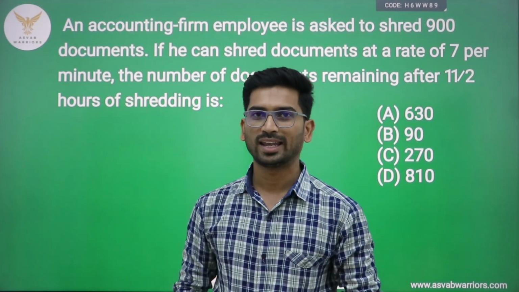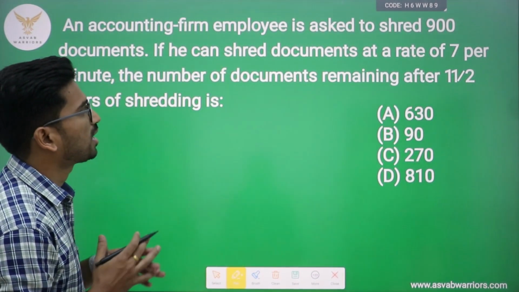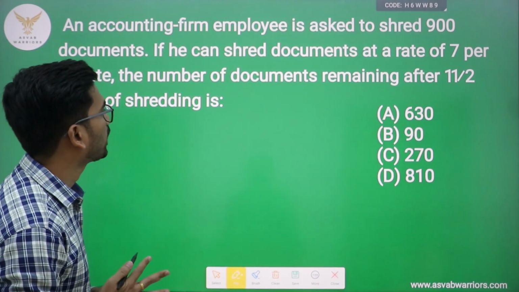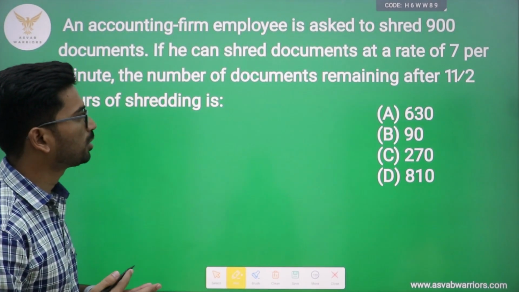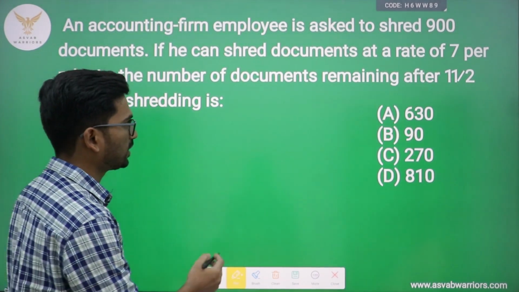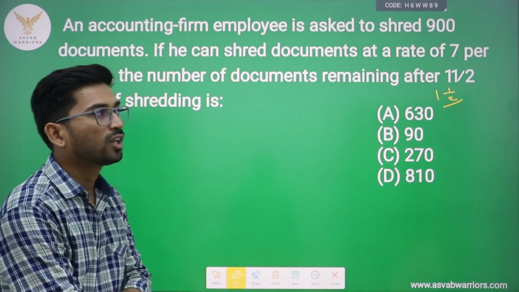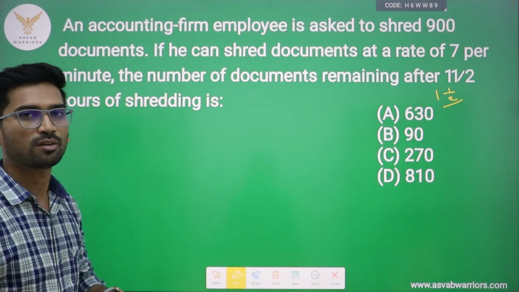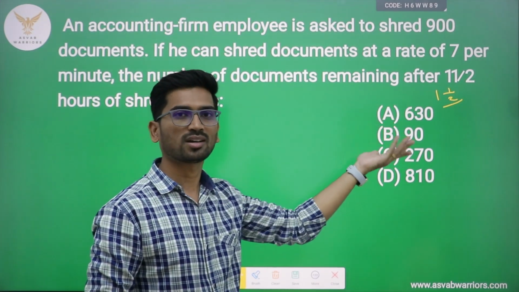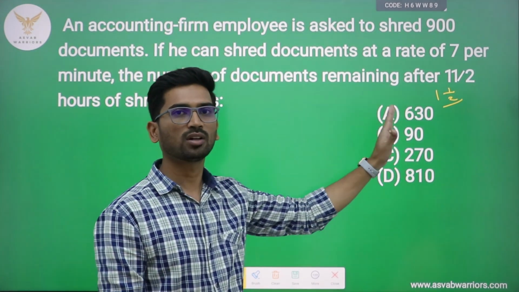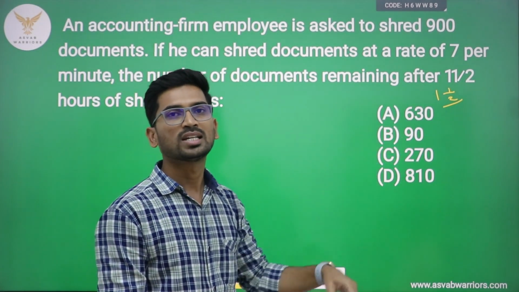Now moving on to our next question. Our next question says an accounting firm employee is asked to shred 900 documents. If he can shred the documents at a rate of 7 per minute, find the number of documents remaining after 1.5 hours of shredding. This one is 1.5 hours of shredding. Now we know that the employee can shred 7 documents per minute. After 1.5 hours, how many documents are remaining? So first we will calculate in 1.5 hours how many documents have been shredded.